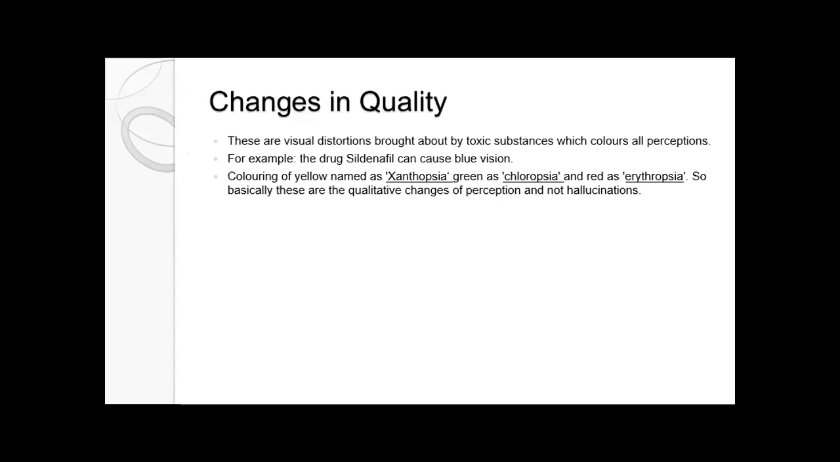Then there are changes in quality. Changes in quality, visual. These are visual distortions brought about by toxic substances which color all perception. Example, the drug sildenafil can cause blue vision. So coloring of yellow is xanthopsia. Coloring of green is chloropsia, and coloring of red is erythropsia.